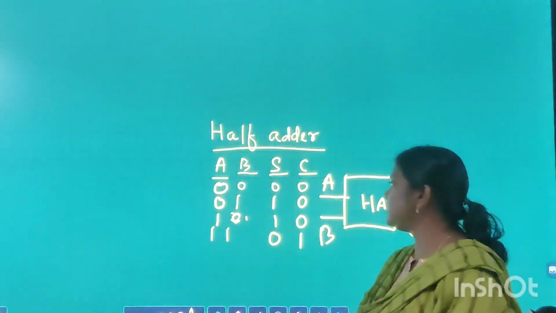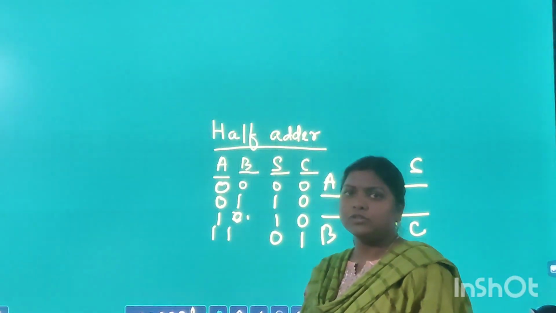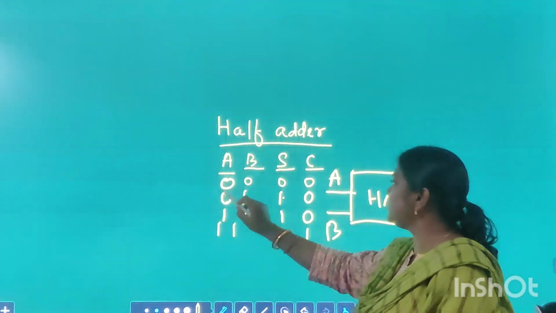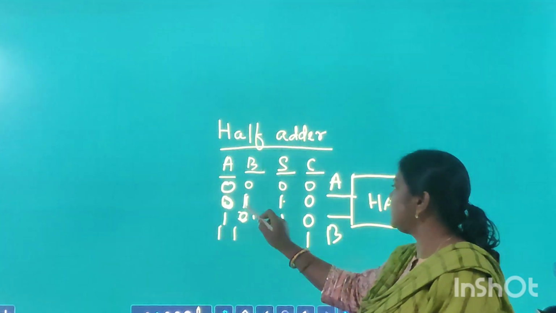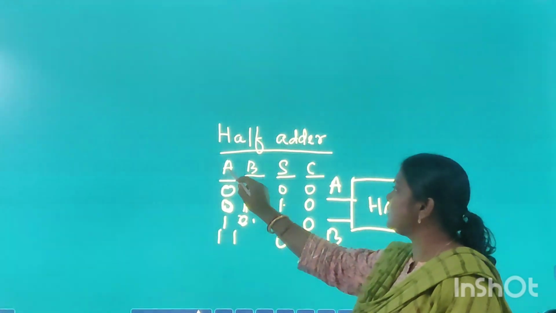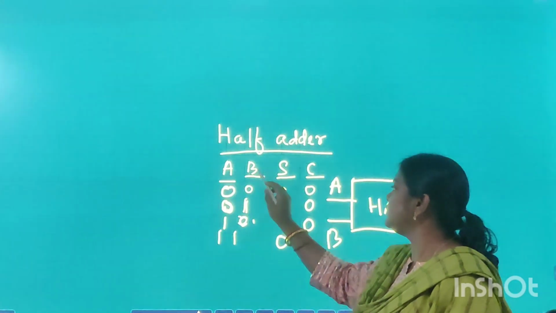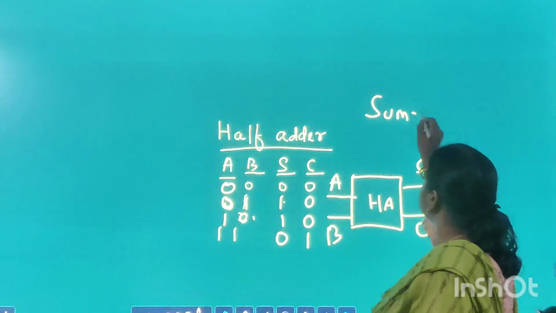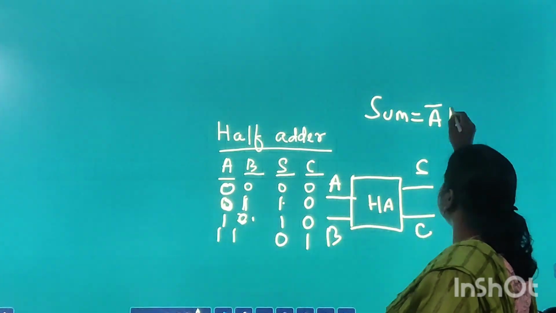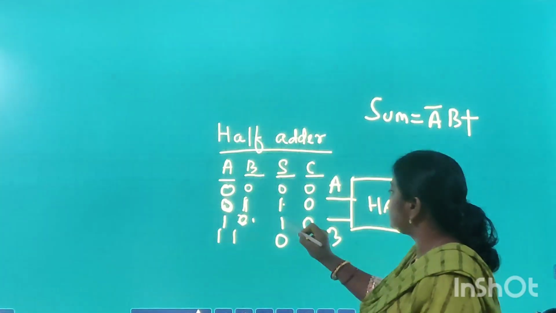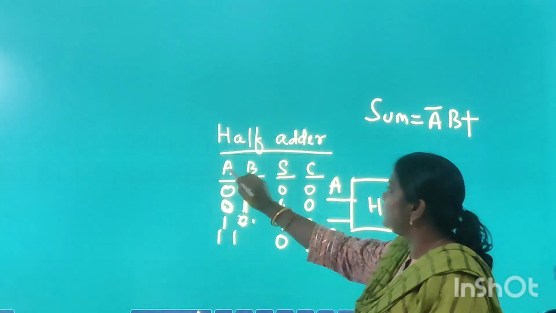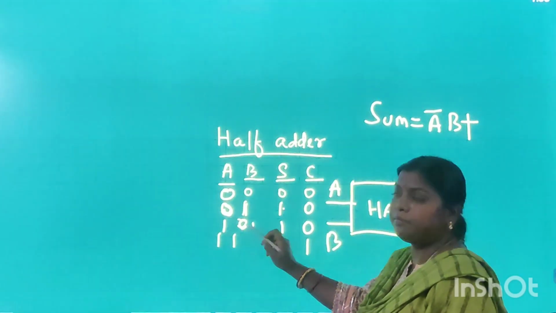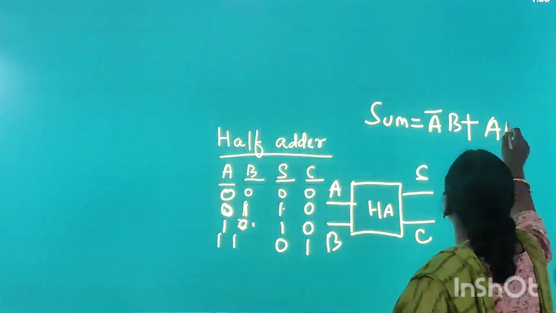So how to design the sum circuit and carry circuit? As you know, here sum is 1 when one of the digits is 0 and another one is 1. So I can take the complement of A, A bar, and this one is B. So I can write the total sum expression as A bar B plus A B bar, since the sum is 1 whenever input A is A and B is the complement of B.